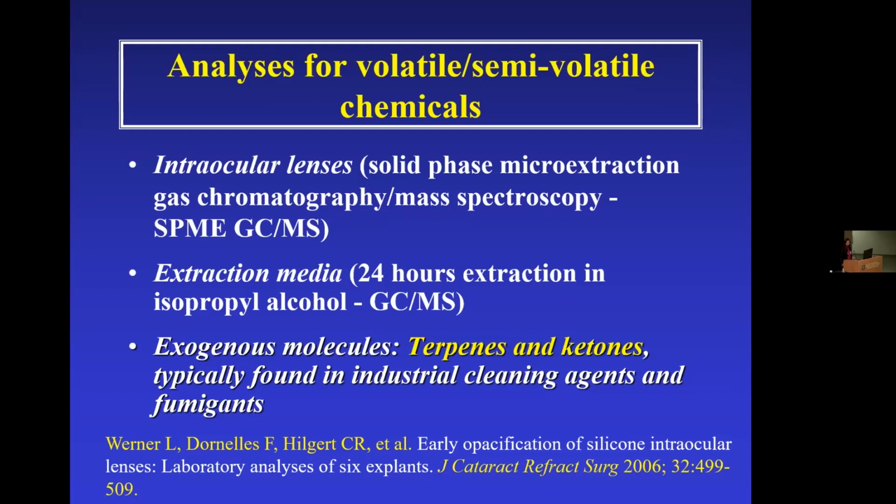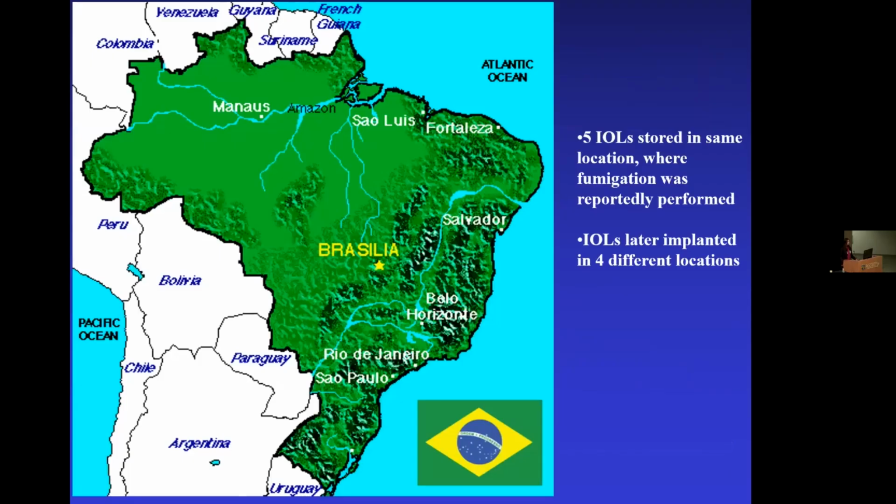So we were very confused about these results, but with the help of the manufacturer and the serial number of the lenses, we could trace back the history of each one of the lenses. And actually, they were implanted and explanted in different places in Brazil, but they had been before that stored in one single location where fumigation was performed for insects.